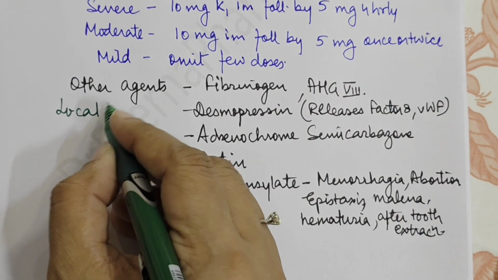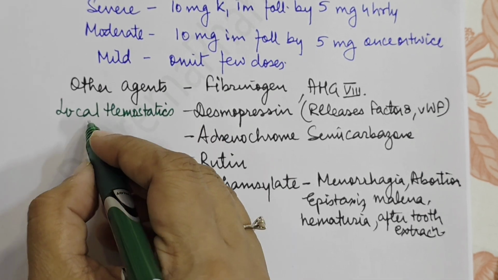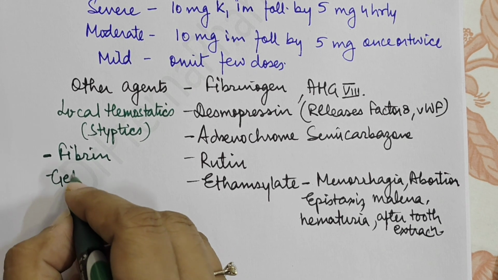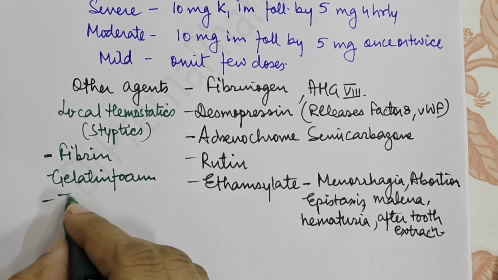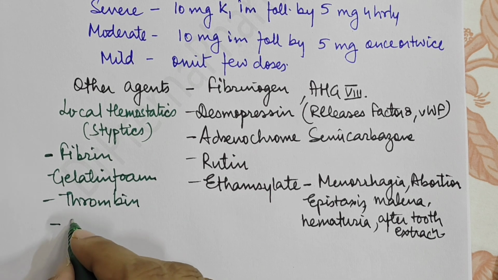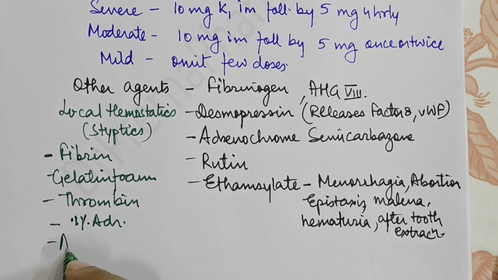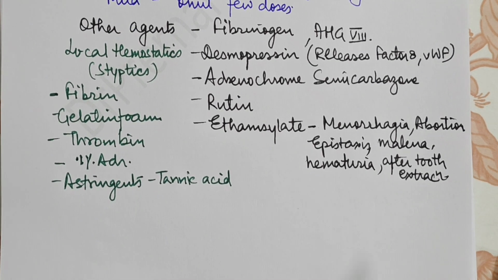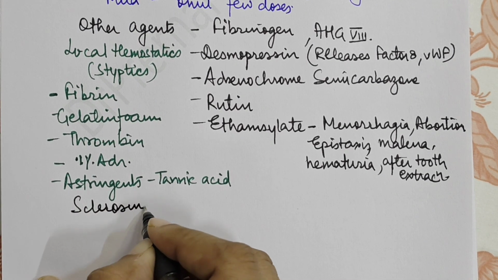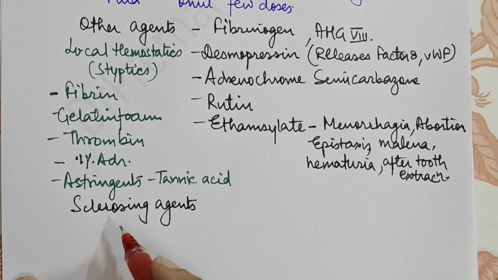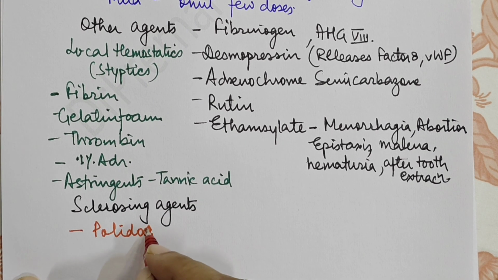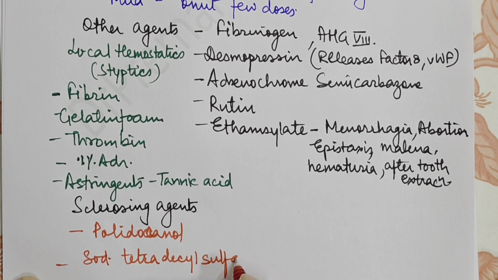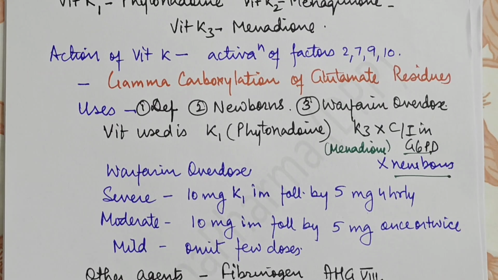Then we also have some local hemostatics which act locally, and they are also called styptics. Okay. So इसमें हमारे पास आते हैं fibrin, then gelatin foam, thrombin, then vasoconstrictors like 0.1% adrenaline can also be used, then astringents like tannic acid, right? Then there are some substances which are also called sclerosing agents. So जैसे piles वगैरह में पहले these substances were used to reduce the bleeding. So there was one substance, polidocanol and sodium tetradecyl sulfate. Right. So these are some substances which are coagulants, starting from vitamin K.